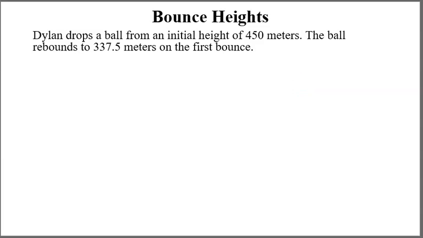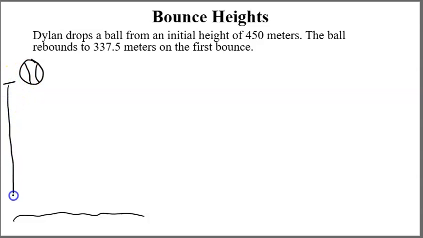Okay, so for this video we're going to review what bounce heights are and how to solve a problem with it. Dylan drops the ball from an initial height of 450 meters. So let's draw our ball. And here's the ground. He's going to drop this ball, and this height from here to here is 450 meters, okay?